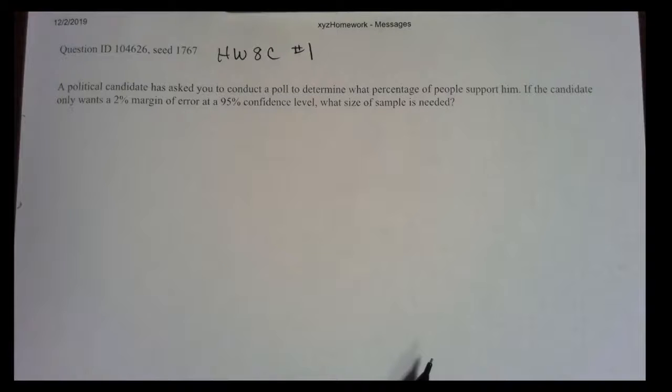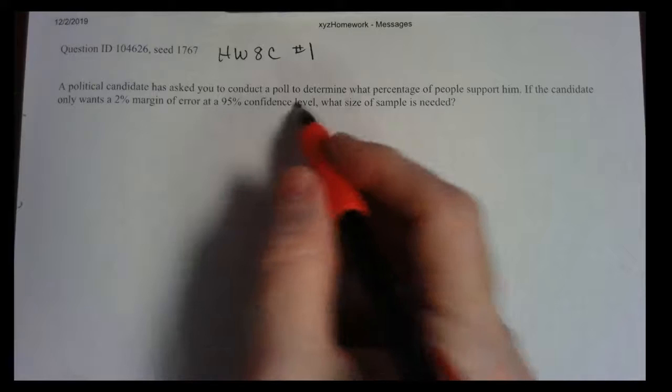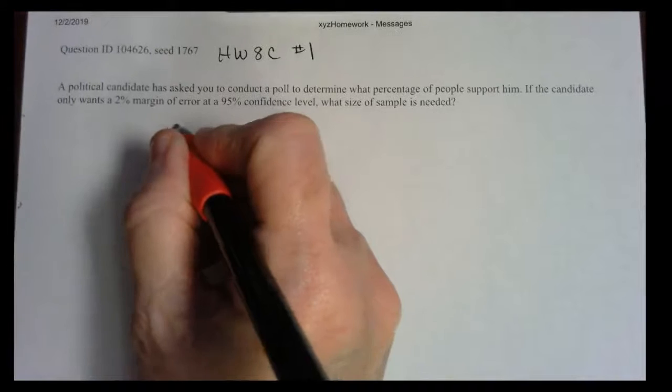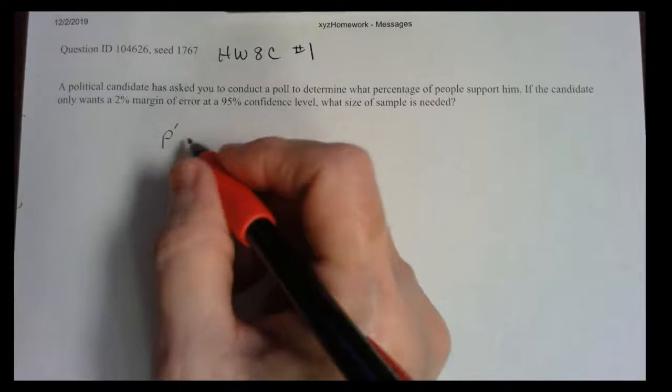So we have a political candidate who has asked you to conduct a poll to determine what percentage of people support him. If the candidate only wants a 2% margin of error at a 95% confidence level, what sample size is needed? Now, there is a good example in the textbook. Example 8.14 goes into a little more detail about where we get our proportion estimate, because no probability, or no P, is given to us here.